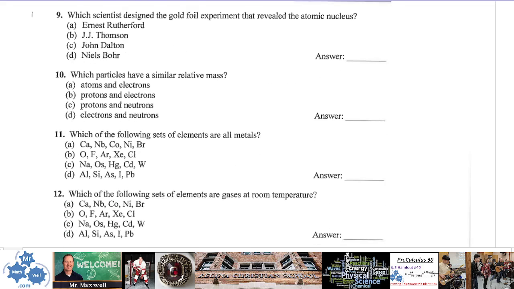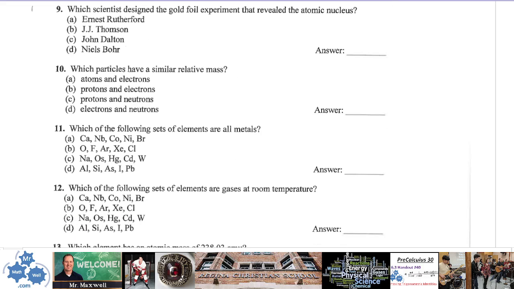Next page. Which scientist designed the gold foil experiment? Ernest Rutherford. A. Which particles have similar relative mass? Okay, guys, listen. Which 2 particles have similar mass? C. Protons and neutrons. The answer is C. That's correct.